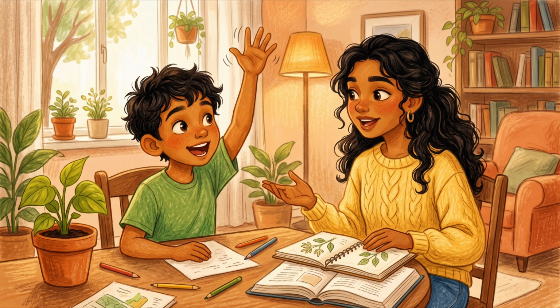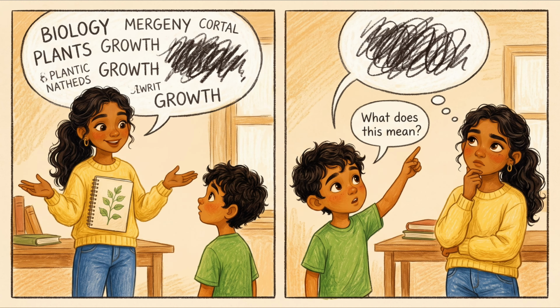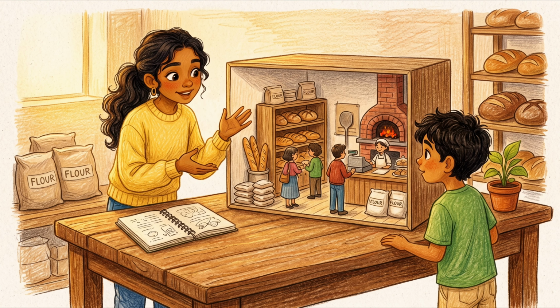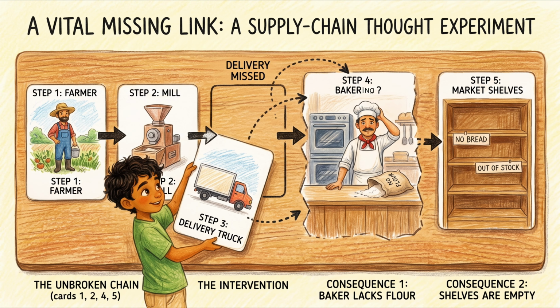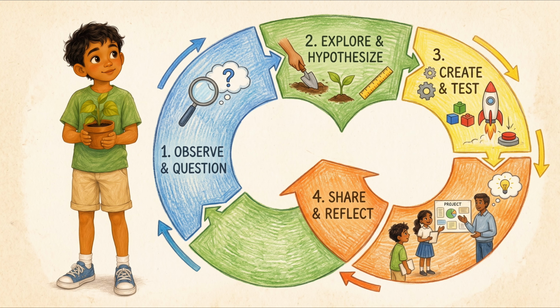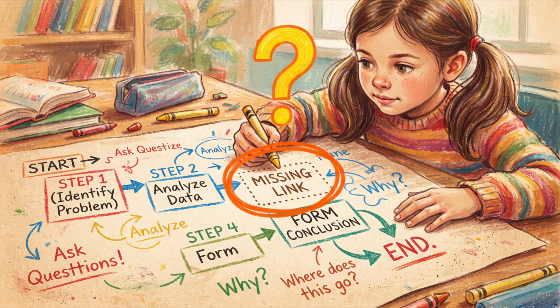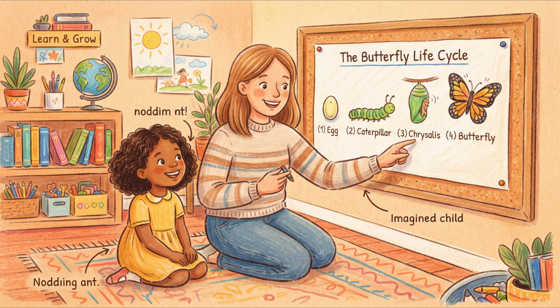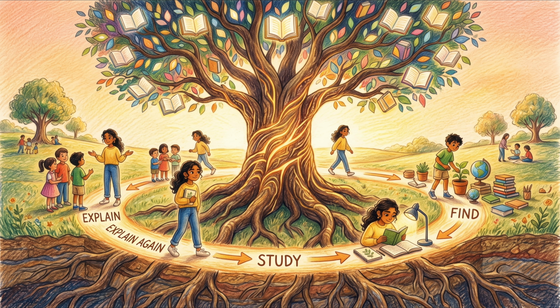Imagine your student keeps interrupting you. What does that mean? Why does that happen? Can you give me an example? What would happen if this part disappeared? Every good question makes your understanding stronger. You continue the cycle. Explain. Find the gap. Study the gap. Then explain again. That repeating cycle is where deeper understanding develops.